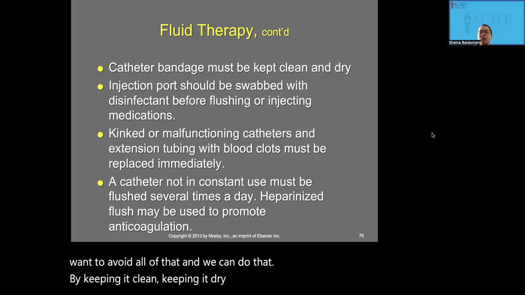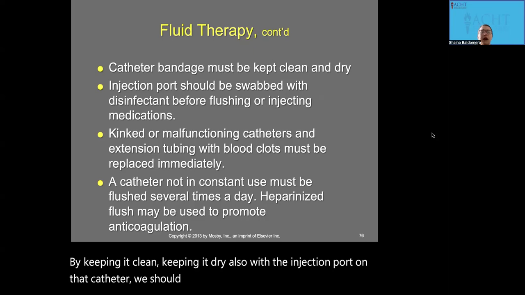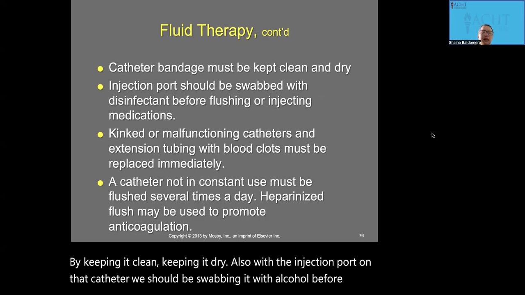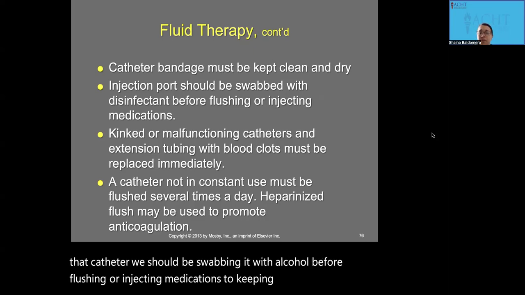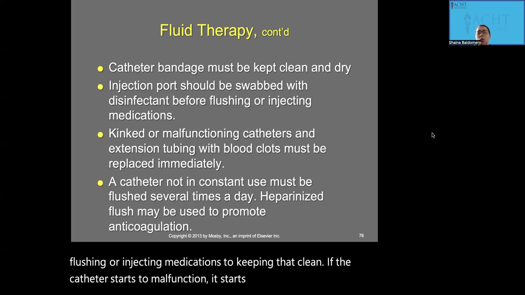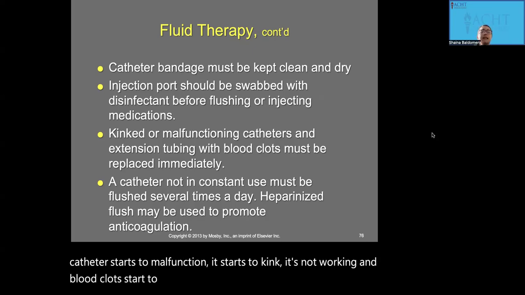Also, with the injection port on that catheter, we should be swabbing it with alcohol before flushing or injecting medications to keep that clean. If the catheter starts to malfunction, it starts to kink, it's not working, and blood clots start to form, we need to replace it immediately.